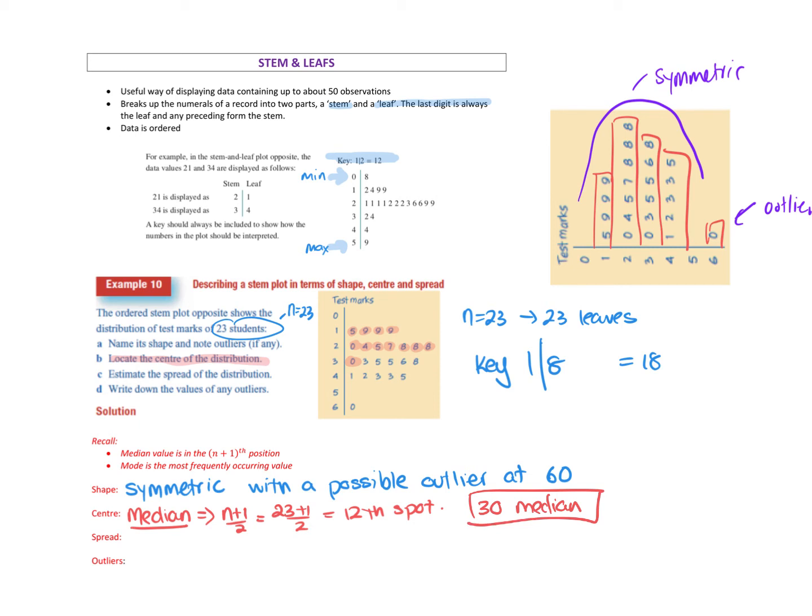Now, the spread is the range. We could use the range or the IQR. At the moment, I'm just going to use the range. So it's the maximum minus the minimum. The maximum value is up here, 60, and the minimum one was 15. So we've got a range of 45. Okay, and is there any outliers? Yeah, we're just going to say at 60.